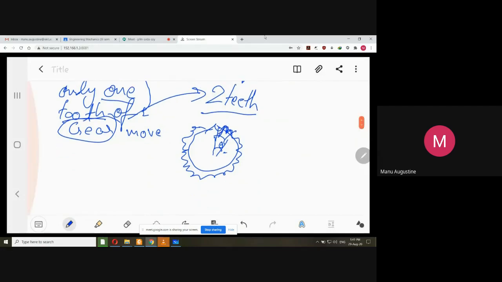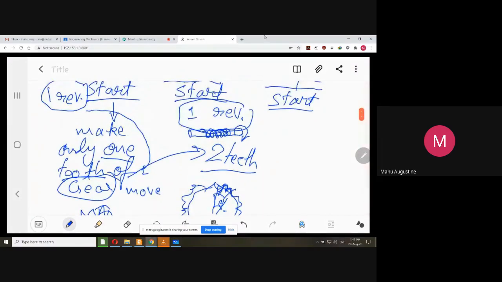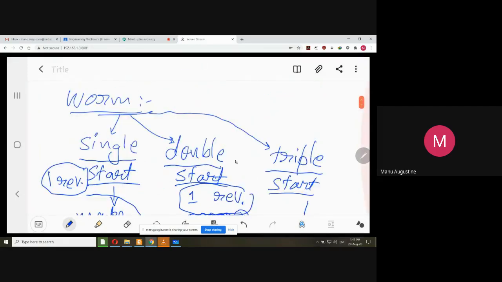And in the case of a single start one, the gear will move by only one tooth. And in the case of a three start or triple start worm, the gear will move by three teeth. Three teeth will move together at a time. So if you want to increase the speed of the worm and worm wheel drive, you have to increase the number of starts on the worm. Otherwise, the speed will become very less.